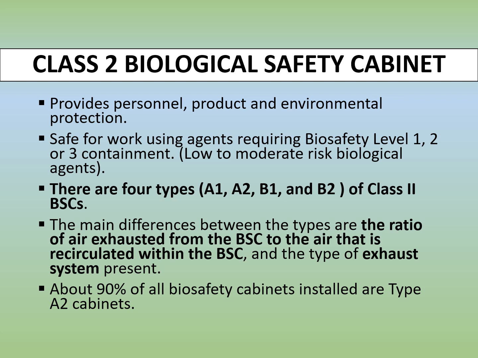Now move to class 2 biological safety cabinet. It provides all three states of protection: personnel, product and environmental protection. It's safe for work using agents requiring biosafety levels 1, 2 or 3 containment, means deals with low to moderate risk biological agents and protects against the infectious agents. There are basically four types of class 2 biosafety cabinets: A1, A2, B1 and B2, and the main differences between these types are on the basis of the ratio of air exhausted from the cabinet to the air that is recirculated within the cabinet. About 90% of all biosafety cabinets installed are type A2 cabinets.